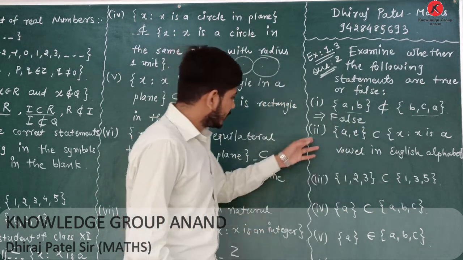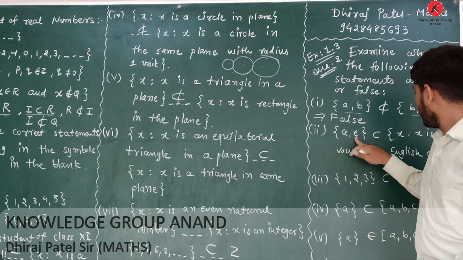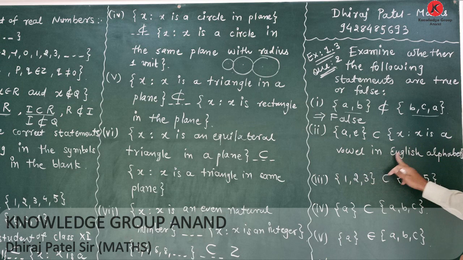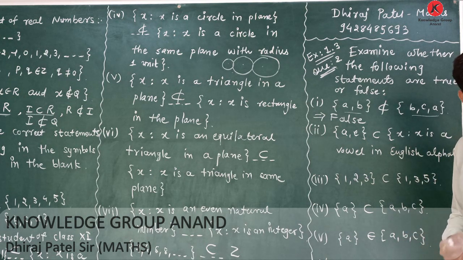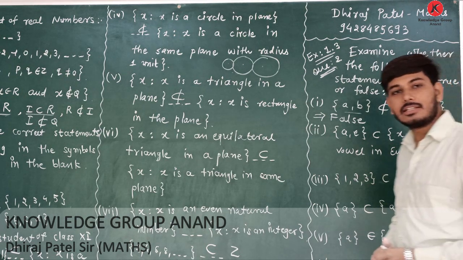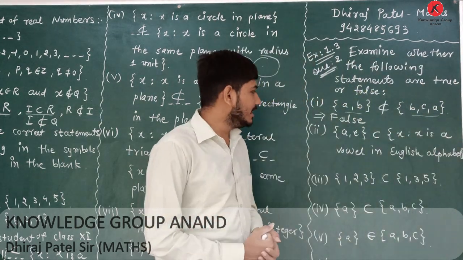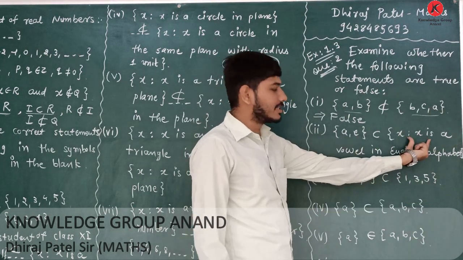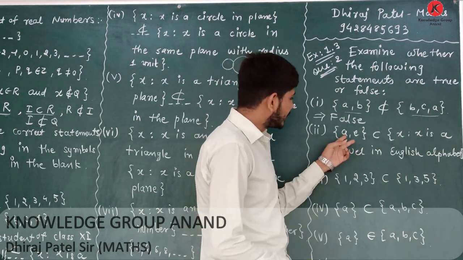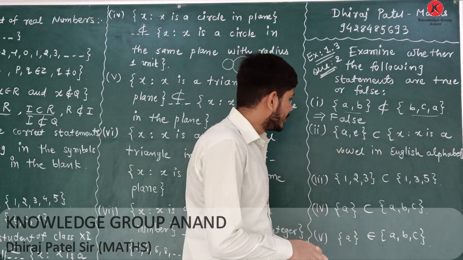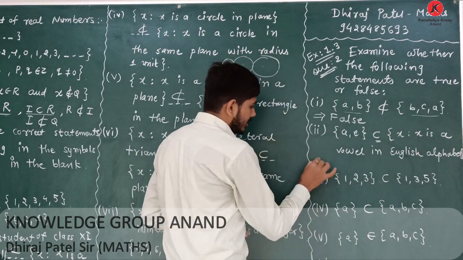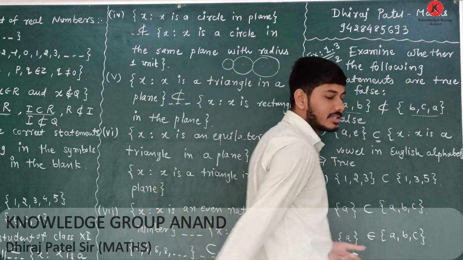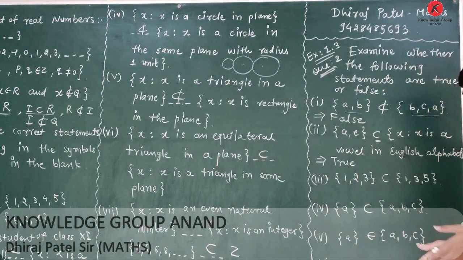Okay. Now, the second question, AE is a subset of X such that X is a vowel in the English alphabet. We know that there are 5 vowels in the English alphabet: A, E, I, O, U. A and E lie in this set also. Therefore, this is the subset of this set. It is given that the subset is given. Therefore, it is a true statement.